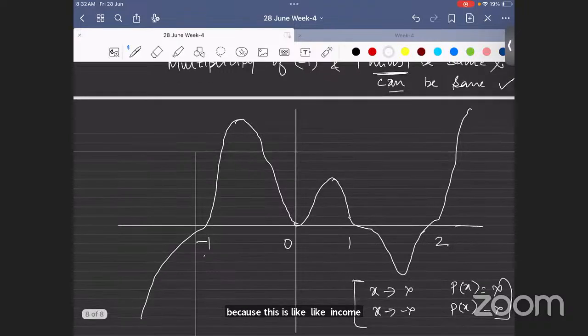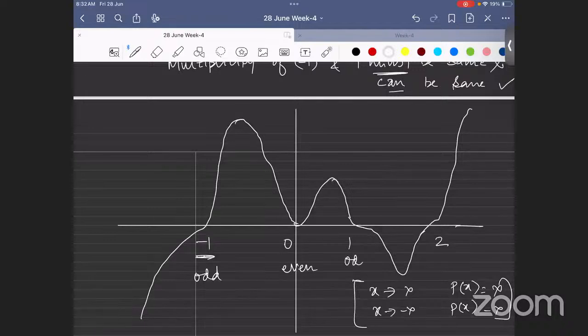Now can you tell me what the value should be? Is it odd or even? Odd. Odd. Even. Odd. This is odd. This is even.